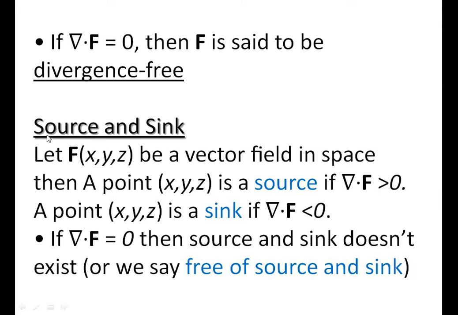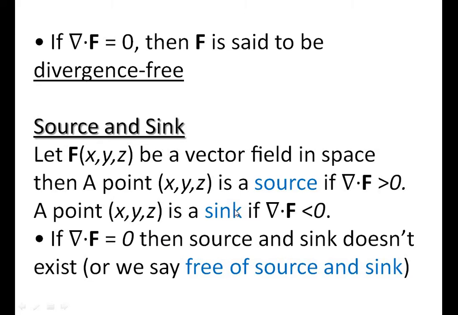Then together we look at this topic, source and sink. What do you mean by a source and sink of a vector valued function? Let F of x, y, z be a vector field in space, then a point x, y, z is a source if del dot F is greater than 0. A point x, y, z is a sink if del dot F is less than 0. That is, when we calculate the divergence, that is del dot F, whose value at a point x, y, z is greater than 0, that is positive, then we call F at that point a source.